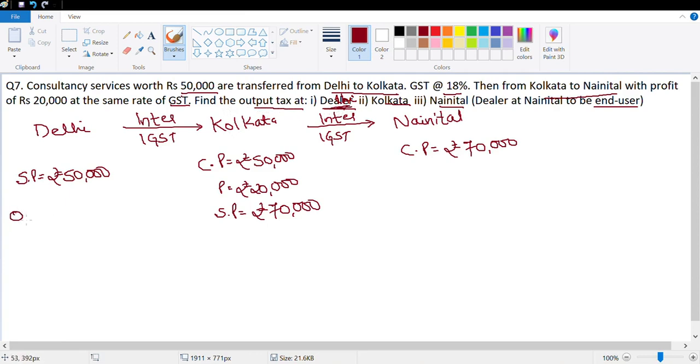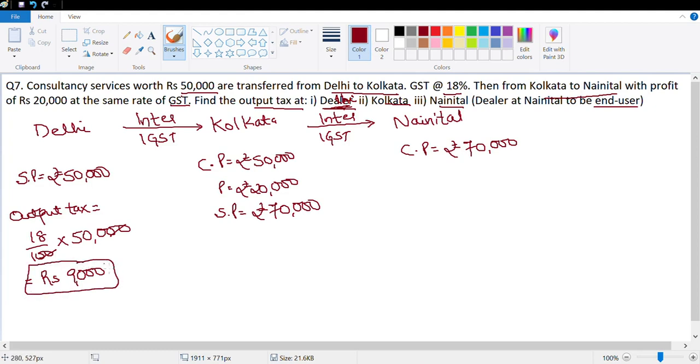So output tax is equal to, the rate is 18%. So 18% of selling price, in this case 50,000. That's 18 into 50. That's 50 and 90. That's 9,000. Let me confirm. 18 into 5, that's 9,000. That's correct. So this is the output tax at Delhi. First part of the question done. Let's look at the second part.